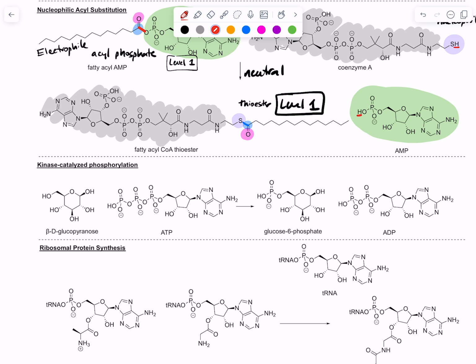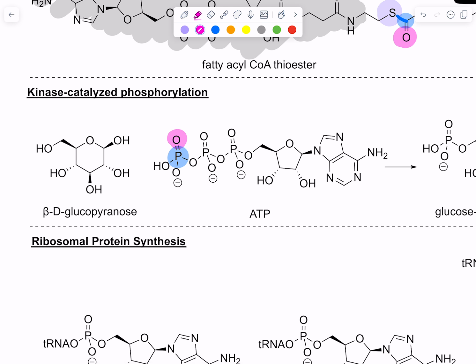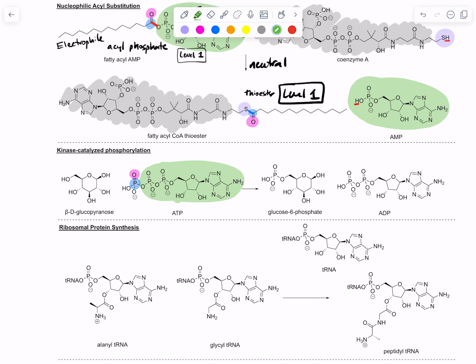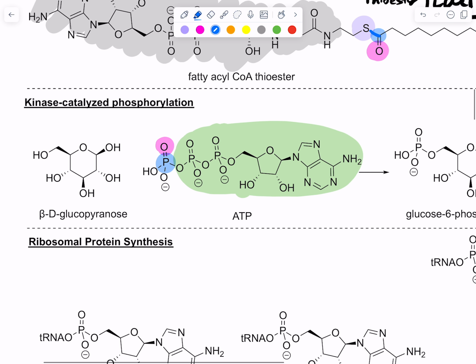So that means, as you've seen, we'll use blue for the atom that gets attacked, pink for the oxygen that gets the negative charge after attack happens, and then green for the leaving group, which is all of this stuff. And that leaves as ADP. Good. And it was the alpha, beta, gamma phosphate group that got attacked.